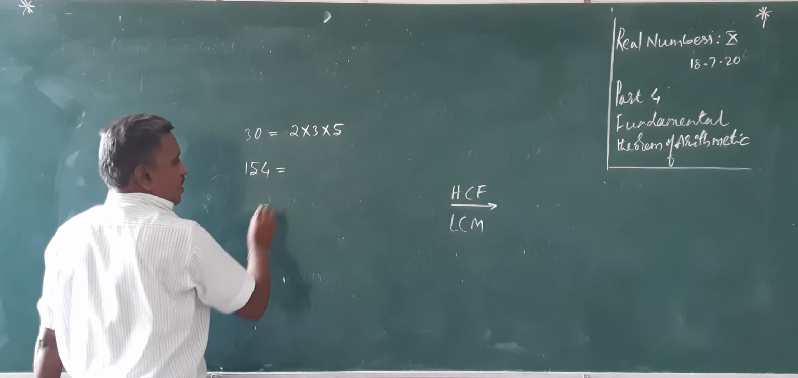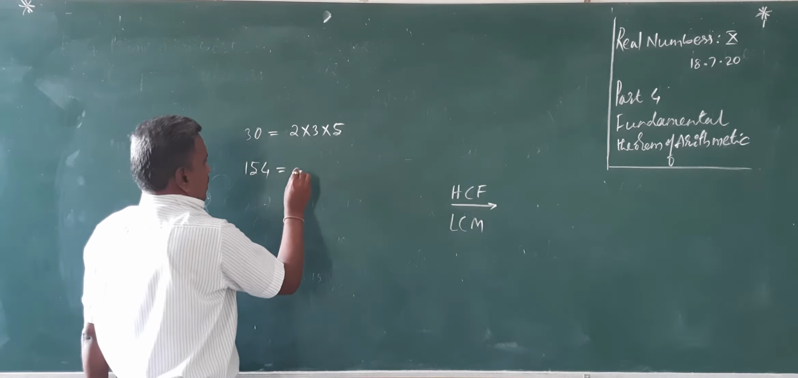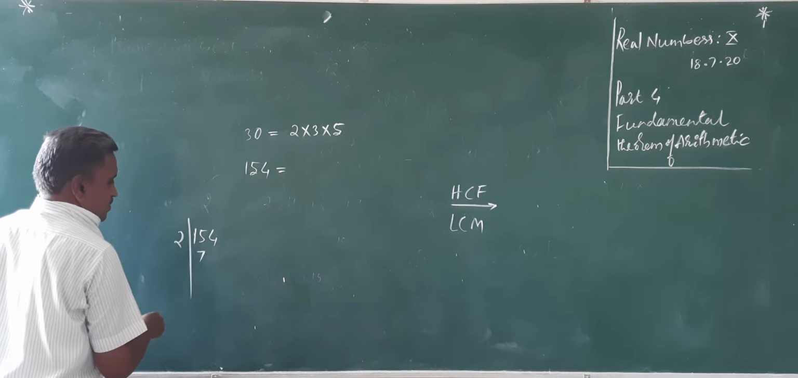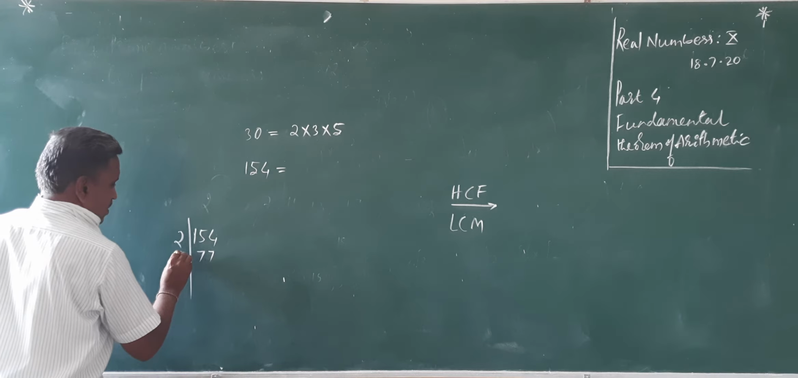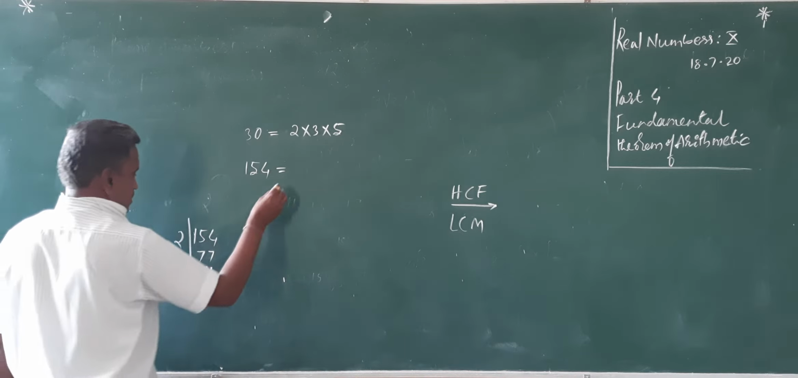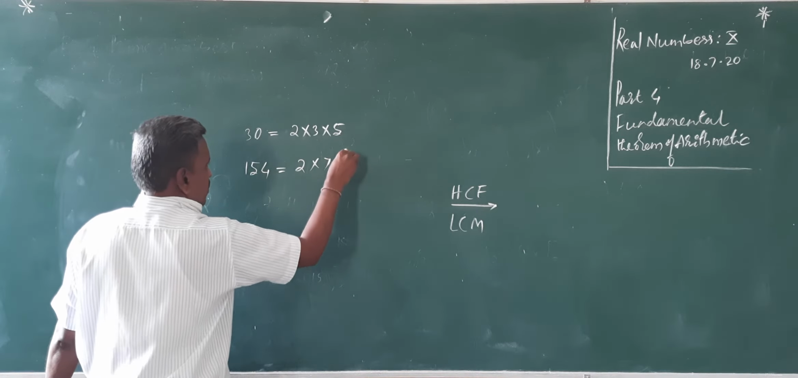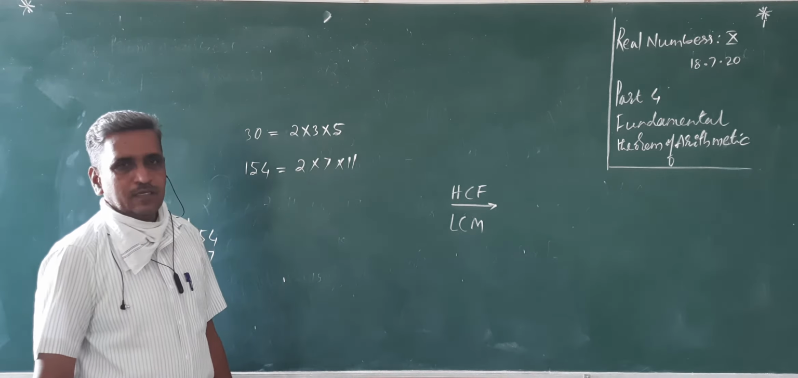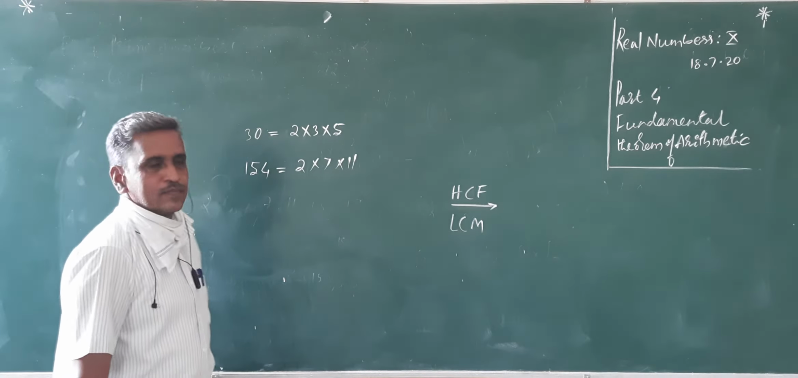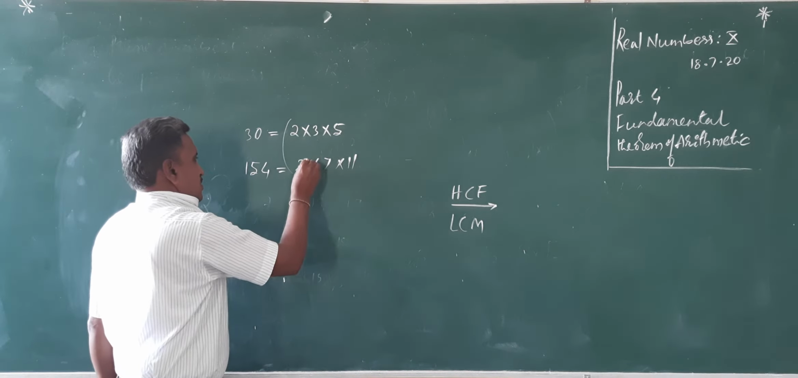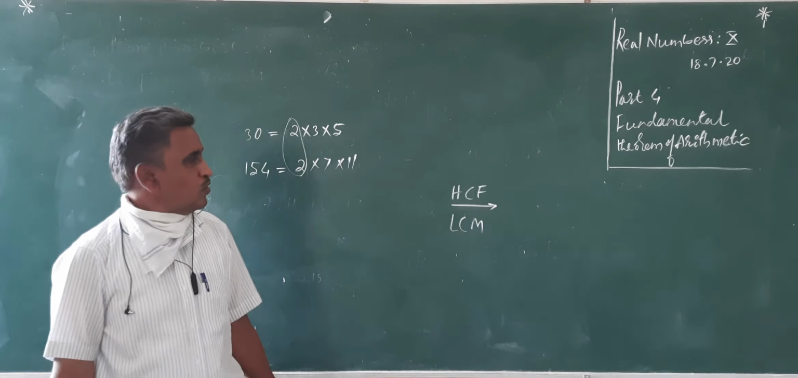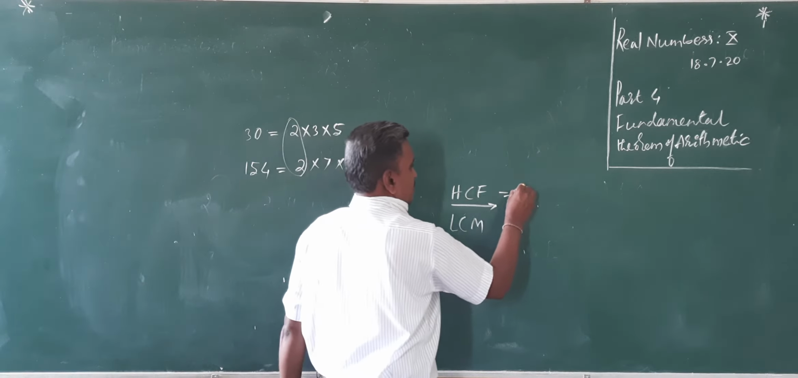Yes, 154 means, you can write here 154. 2 sevens are 14, 7 elevens are 77, so 154 means 2 into 7 into 11. Yes, so what can you tell? Common factors: 2 is the only common factor. So HCF is equal to 2.